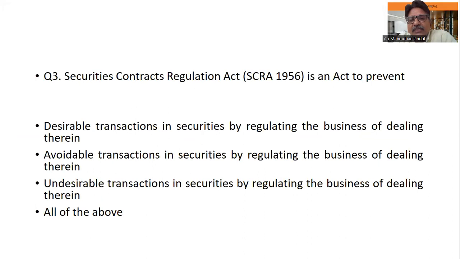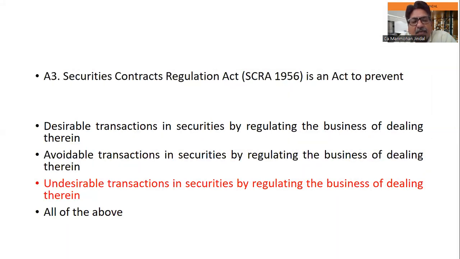Now, the Securities Contract Regulation Act 1956 is an act to prevent undesirable transactions by regulating the business of dealing therein. In this question, two parts are covered: avoidable transactions and undesirable transactions, and all of the above. We know that desirable transactions are permitted, avoidable transactions are nothing, and undesirable transactions we have to stop, not allow them here. So the answer is undesirable transactions in securities by regulating the process of dealing therein.